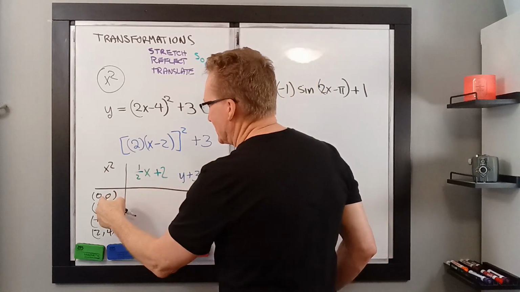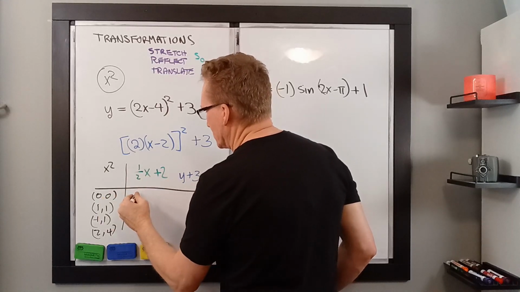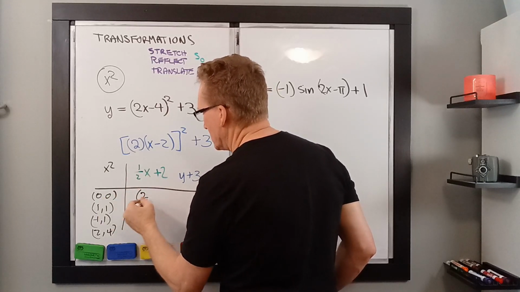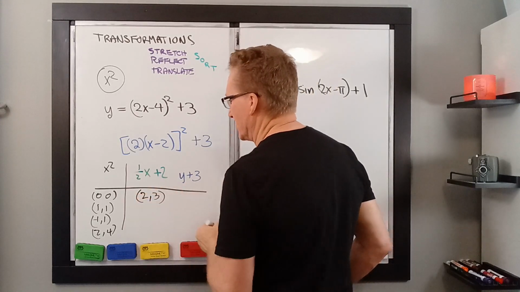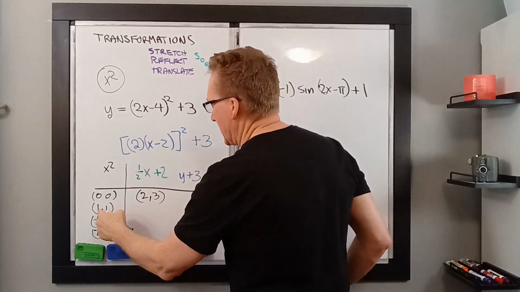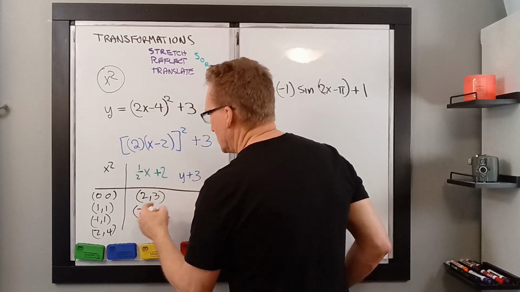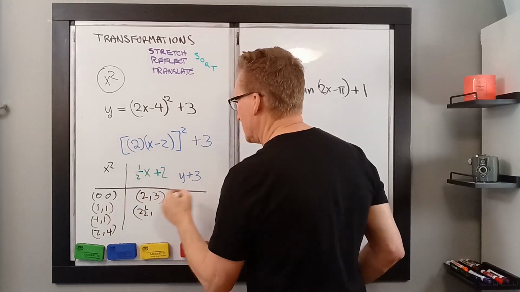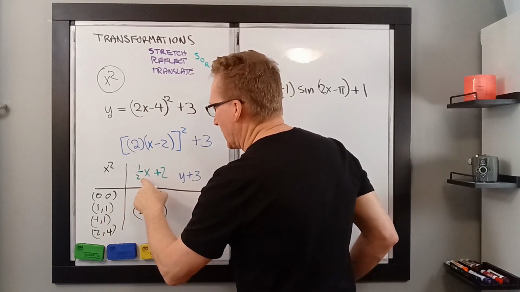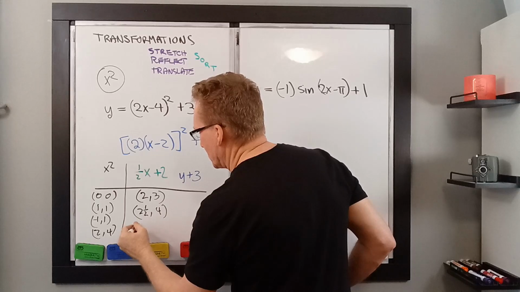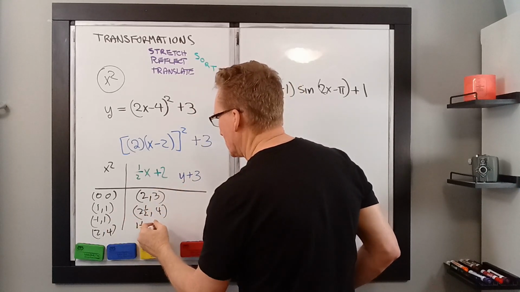The first one here, 0, 0: 1/2 times 0, just the x values, plus 2. So it's going to be 2. What would the y value be? You'd add 3. There you go. This one here, it's going to be 1/2 plus 2, so 2.5. And then the y value would be 4. This one is going to be minus 1/2 plus 2, which I believe is 1.5. And the y value is 4.